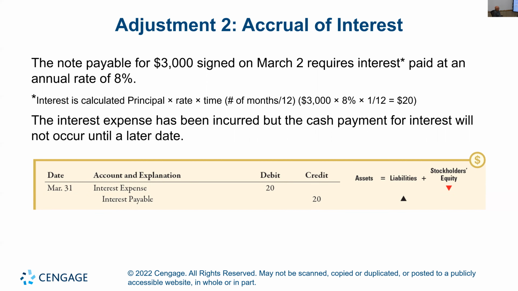Right. Maybe I'll explain one. A note payable for 3,000 requires interest paid at an annual rate of 8%. Important to note here, when they give you that 8%, that is an annual percentage rate, so you need to break it down into months. So we signed on March 2nd, and on March 31st we owe one month's worth of interest. So it'd be 3,000 times the rate of 8% times 1/12. It shows that of all the interest we're going to pay on this note, we owe $20 of it. So we record an interest expense, and then when we pay back the note, we'll pay back the note and interest payable.